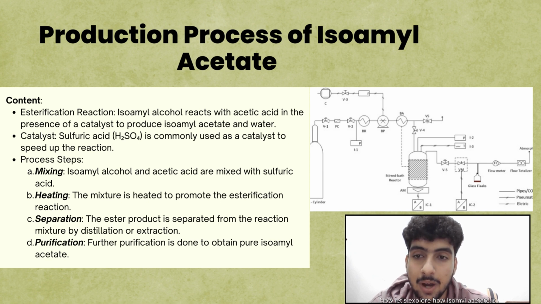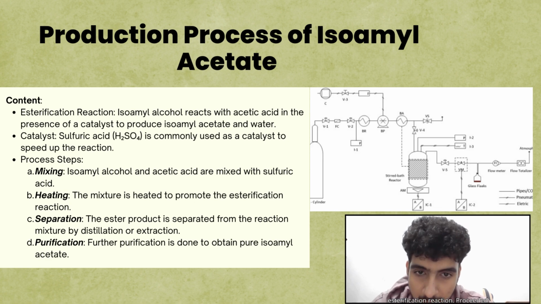Now let's explore how isoamyl acetate is produced. The process involves an esterification reaction where isoamyl alcohol and acetic acid react in the presence of a catalyst, typically sulfuric acid, to speed up the reaction. The production process can be broken down into several steps. First is mixing. Isoamyl alcohol and acetic acid are combined with the sulfuric acid. This mixture is the starting point for the esterification reaction.